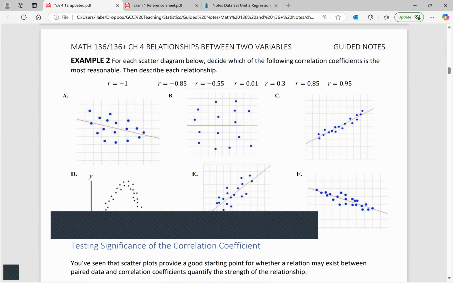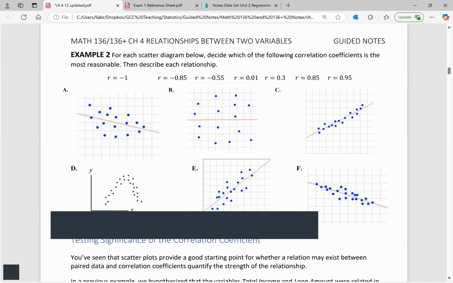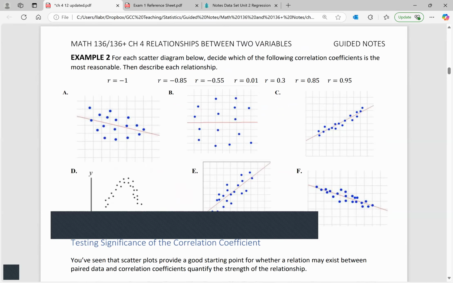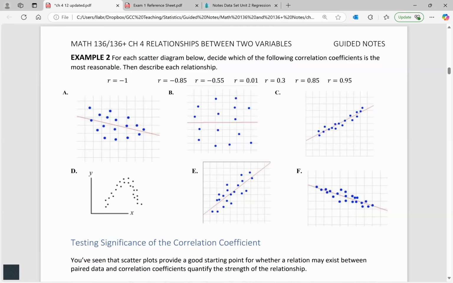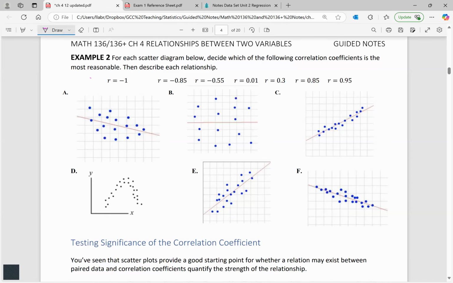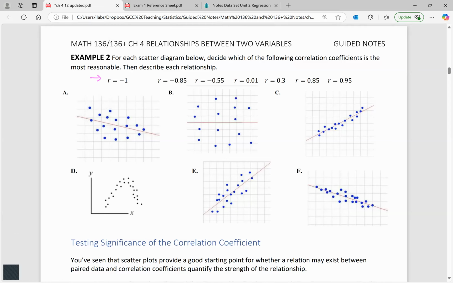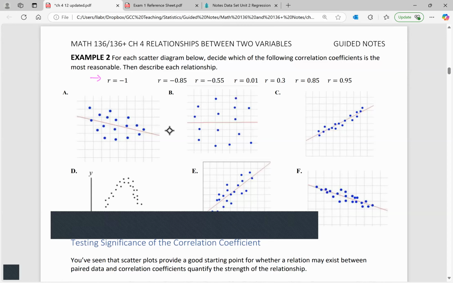Here in this example, we have no actual data, but all we have is scatter diagrams. So we did step 1, we have scatter diagrams, and then we have potential correlation coefficient values, and they are listed here on the top. What I want you to do is go ahead and match these. So without doing any computation, try to apply the rules that we just did and try to match them. So for example, for A, I can tell that there seems to be a negative trend, and it's not a very good trend.